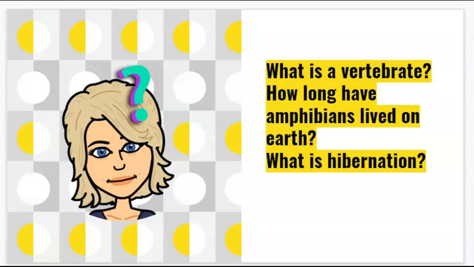Here's another question. How long have amphibians lived on Earth? Hopefully you caught that answer. They have been living on Earth for 370 million years. Whoa, that's a long time.